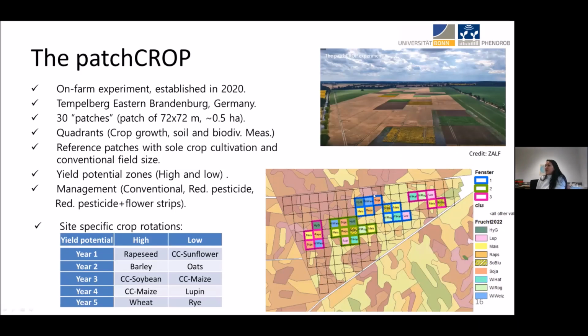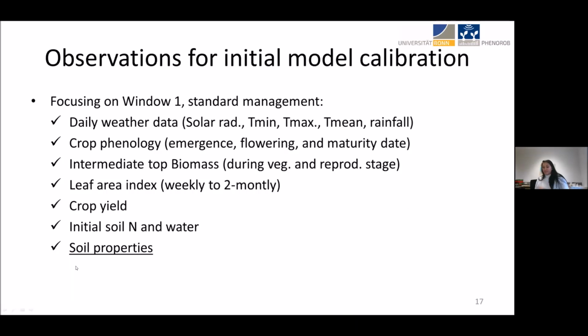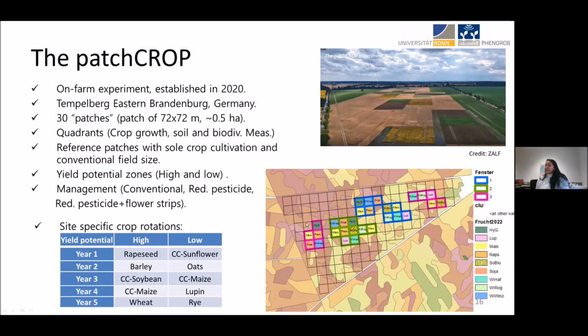And then there are different management windows. Management window 1 is basically standard management, business as usual. Then the second window is reduced management, trying to reduce the application of pesticides, particularly for weed management. And then we have the third window, in pink here, which is basically the same reduced management with the addition of flower strips. There's a site-specific crop rotation, so there's one for the high yield crop rotation, and then there's one for the low yield crop rotation.